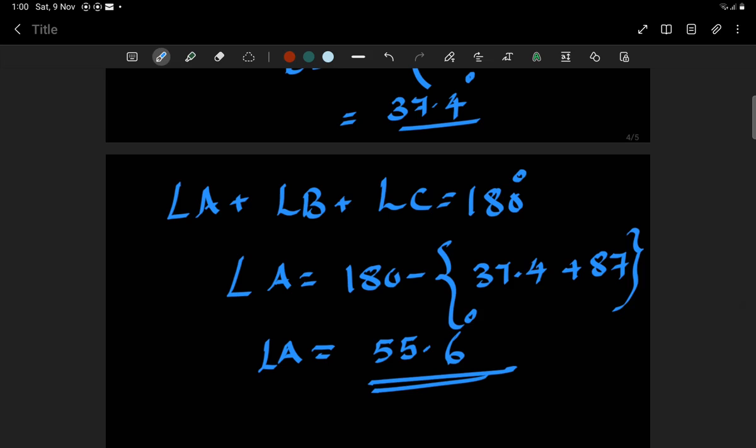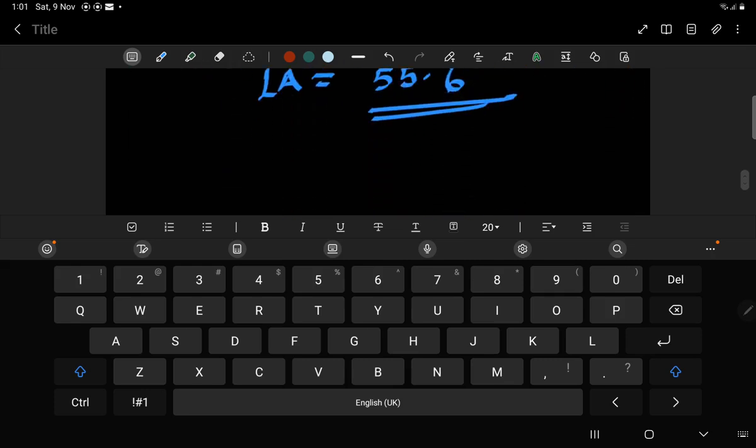To solve the triangle, we are using two laws: one is the law of cosines, one is the law of sines. And one more property to remember: angle A plus angle B plus angle C is equal to 180 degrees. Then question number 18.